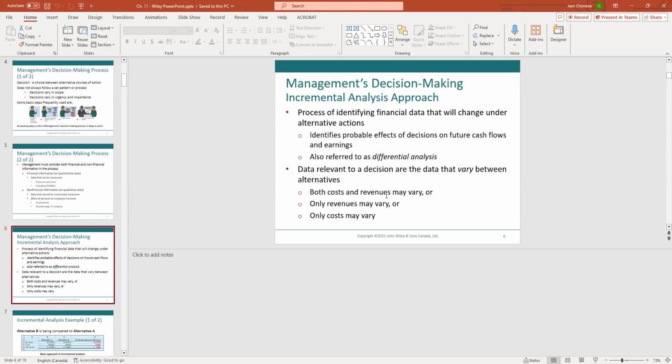The other thing that we'll do is chase cash. We're not chasing income. We're not chasing expenses. We're chasing cash. Cash coming in, cash coming out. Also, that incremental approach is also called differential analysis. Now, the data relevant to the decisions will always be different between alternatives.